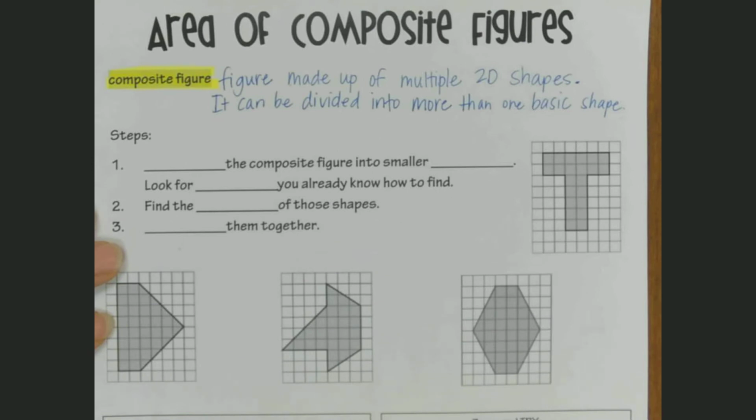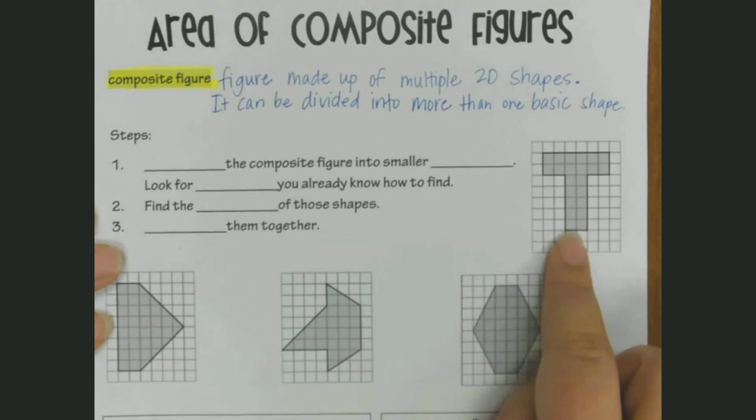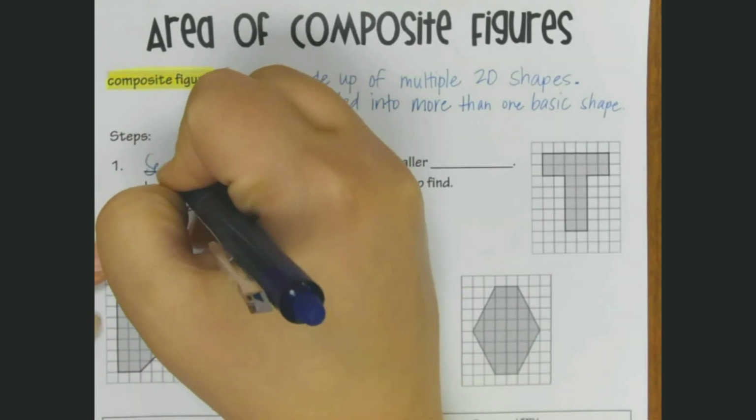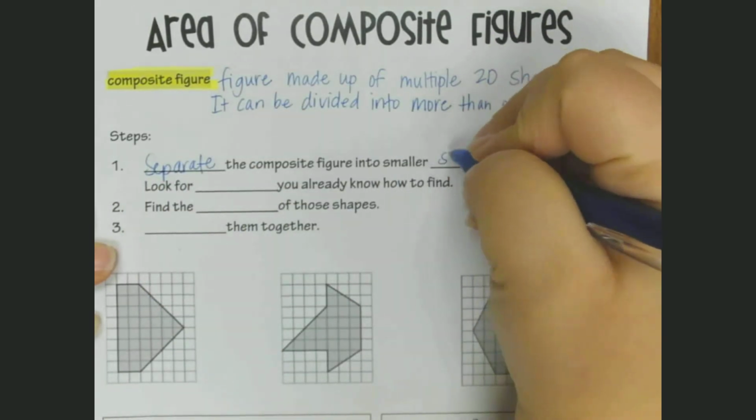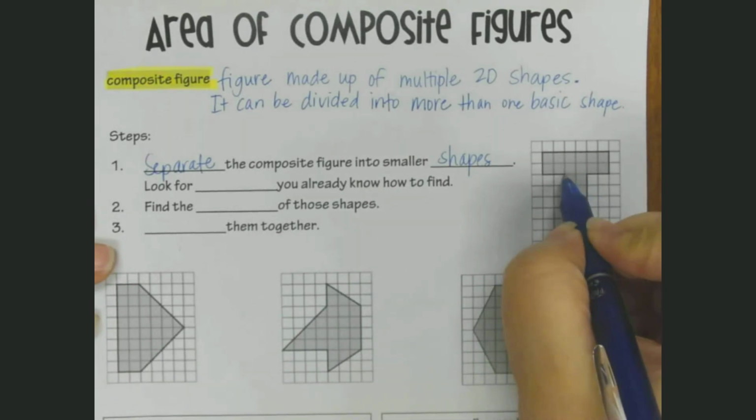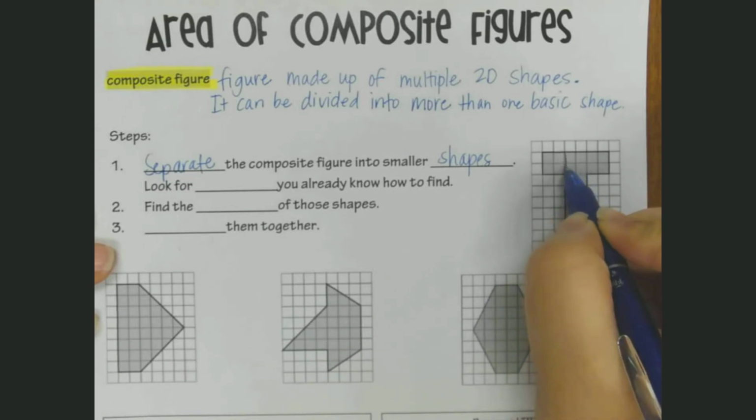So let's just jump right in. Look at this. It's making a T right here, and there's no formula to find the area of this random figure. So what we've got to do is divide it into more than one basic shape. So that's step number one. Separate the composite figure into smaller shapes. Okay, now there is a lot of different ways you could separate this. Maybe you, right off the bat, see that you could separate it here.